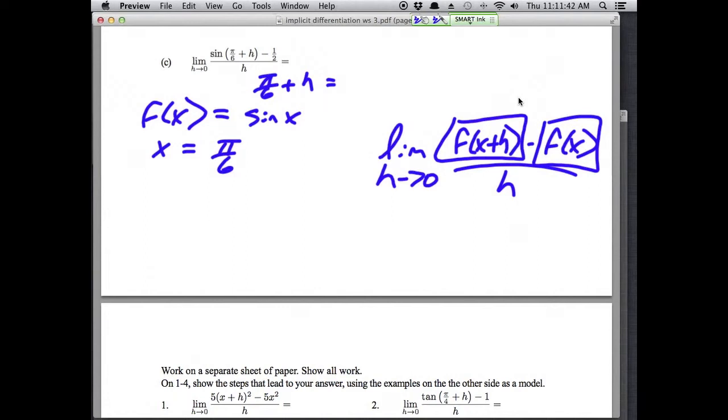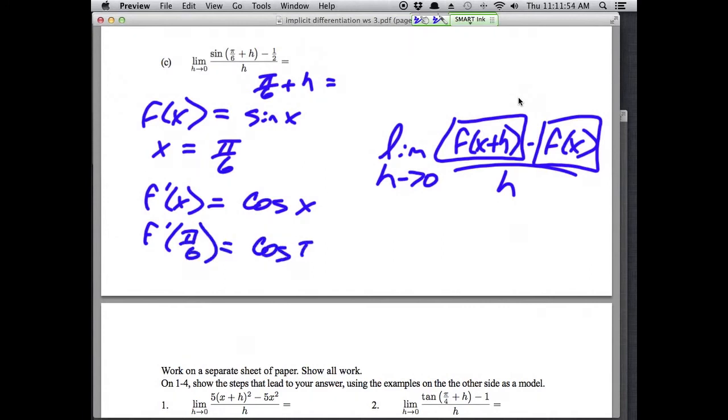All right, so the derivative of sine is cosine, and I want to evaluate it at pi over 6. So cosine of pi over 6. Cosine of pi over 6 is, so that means this limit up here equals radical 3 over 2.